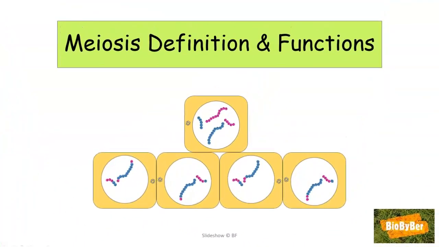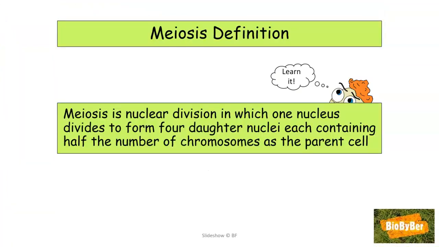Let's look at the definition and functions of meiosis. The definition of meiosis is that it is nuclear division in which one nucleus, seen here, divides to form 4 daughter nuclei, 4 new nuclei, each containing half the number of chromosomes as the parent cell.